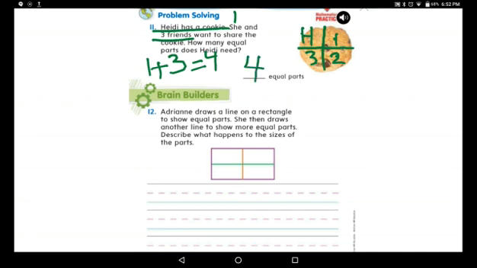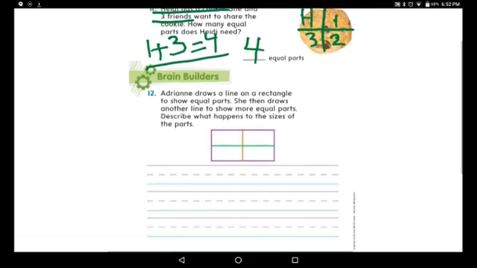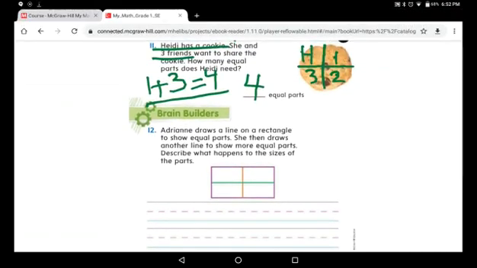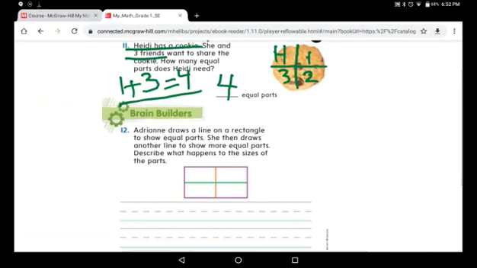Hope you are understanding, and I hope you enjoyed this lesson. When you're done, please go back to the last page and do it alone. Then send me the picture.